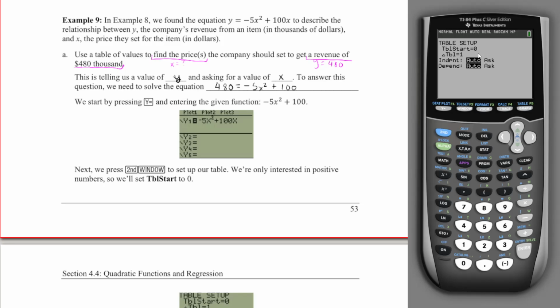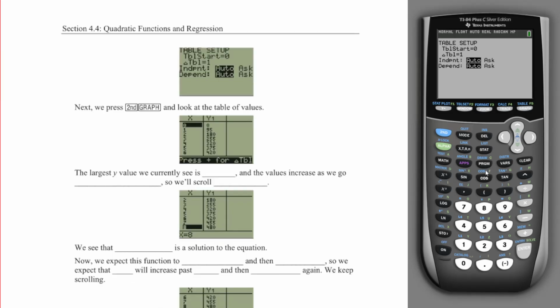So I'm going to set my table to start at 0. And then this triangle table or delta table set at 1 means my x values will count up by 1. Independent and dependent are set to auto, which just means that the calculator is going to automatically come up with numbers for us. So now I press second graph to get the table. My x values start at 0 and count up by 1. My y values, well, they're the output of the function.